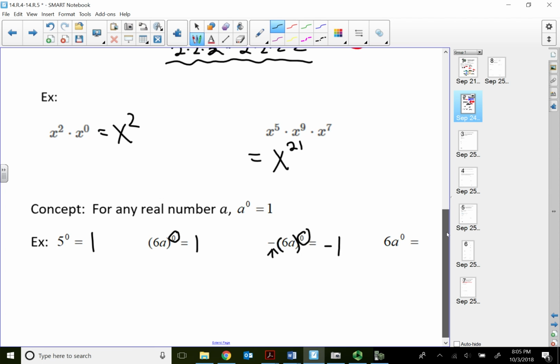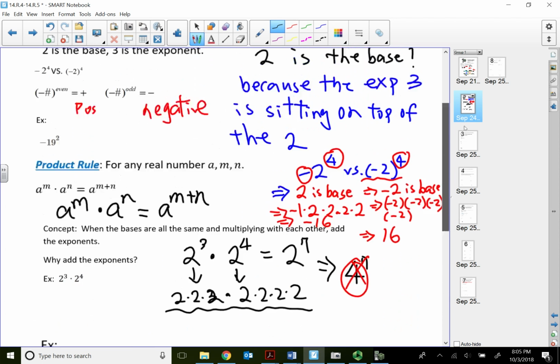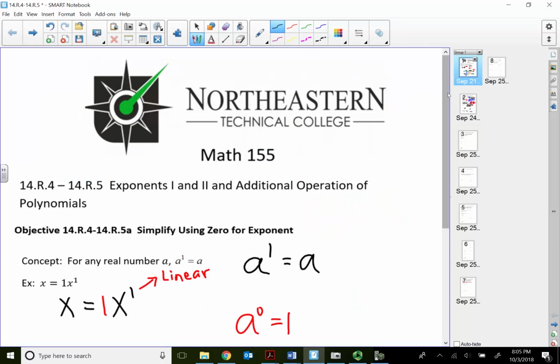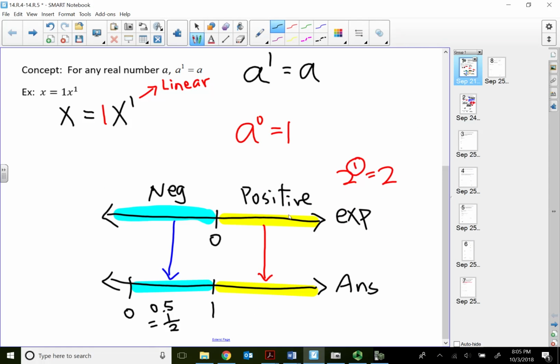So what made my answer negative? If I have a negative 1 times in front of it, it can make my answer negative, just like this negative 2 to the 4th power. Or if I have a negative number in parentheses raised to an odd power, then my answer is negative. If we go back to the explanation of number lines here, a negative exponent does not make my answer negative. It only gives me an answer that will be between 0 and 1.